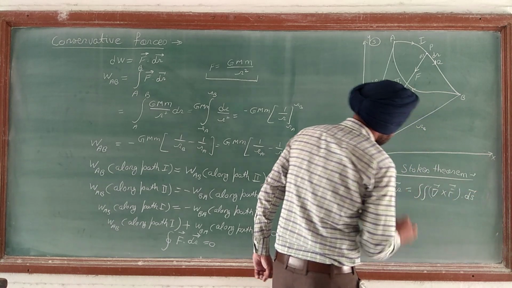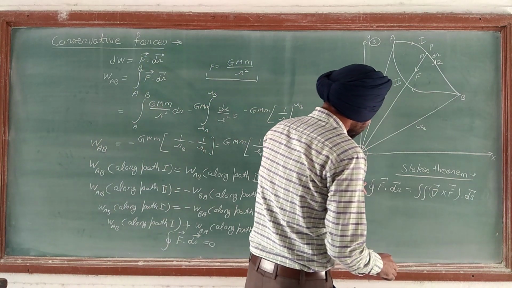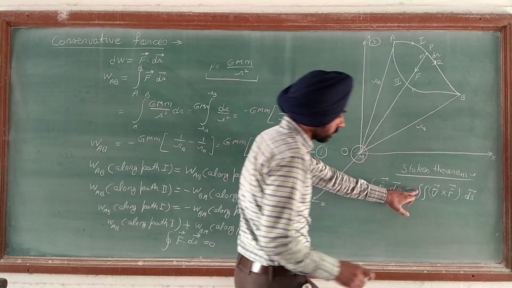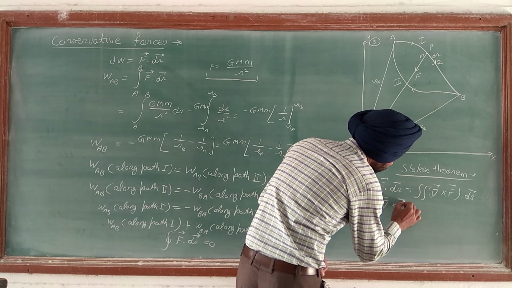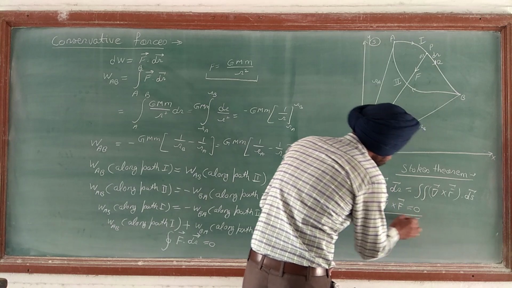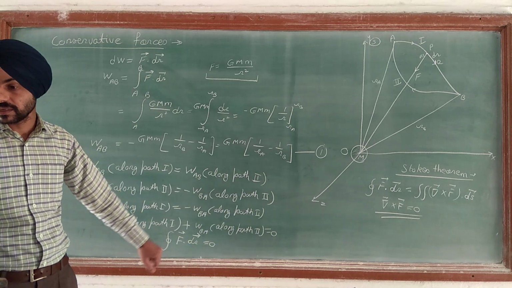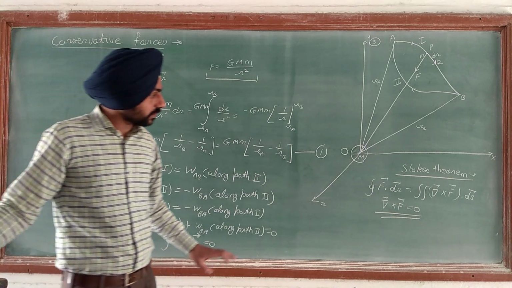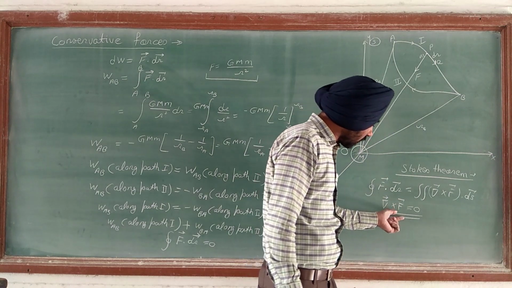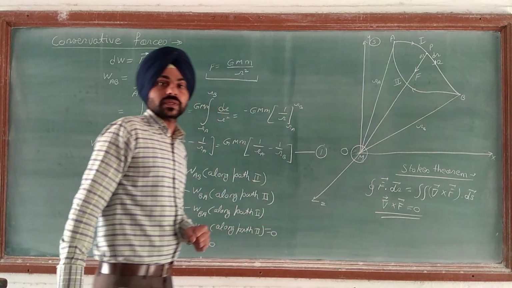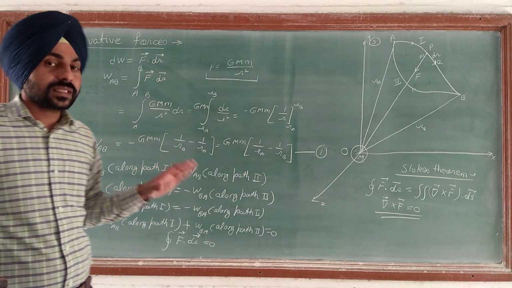How can we write this? You can go through the lectures on Stokes theorem. So with the help of this, we know closed integral F dot dr is 0. So finally we have del cross F equal to 0. So what is this del cross F? This is the curl of a force. That means a force is said to be conservative if its curl is 0.